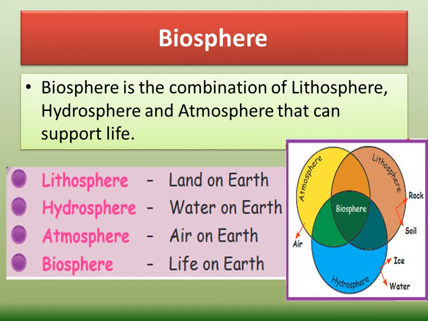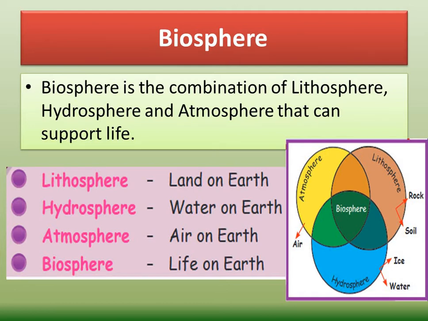Children, tell me, what is land on Earth called? Correct, it is lithosphere. What is the water on Earth called? The hydrosphere. What is the air on Earth called? It is the atmosphere. What is life on Earth called? It is called the biosphere. What is biosphere? It is the life on Earth. It is a combination of lithosphere, hydrosphere and atmosphere that can support life.